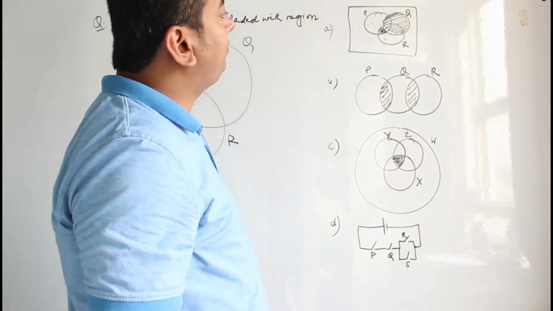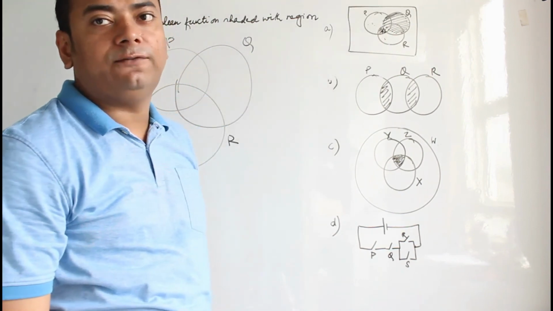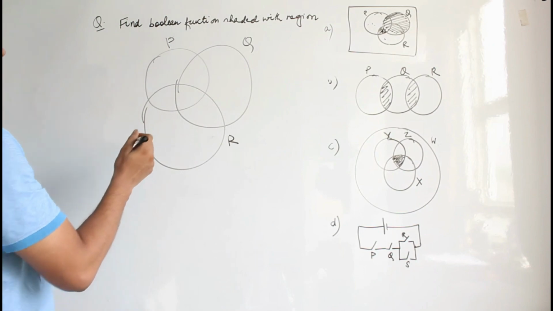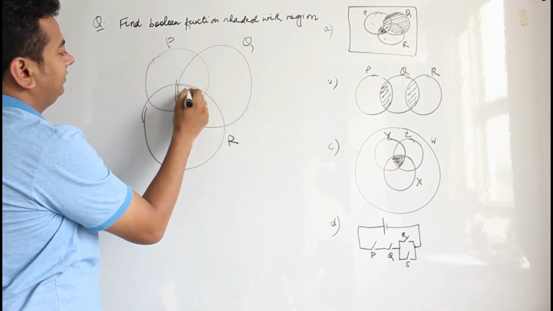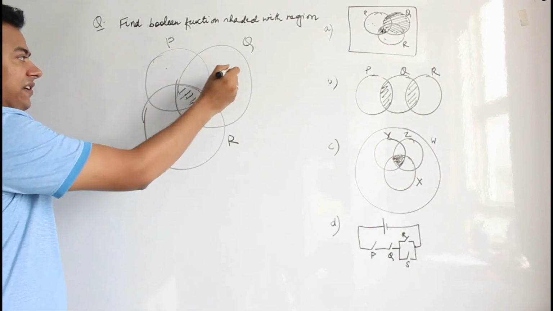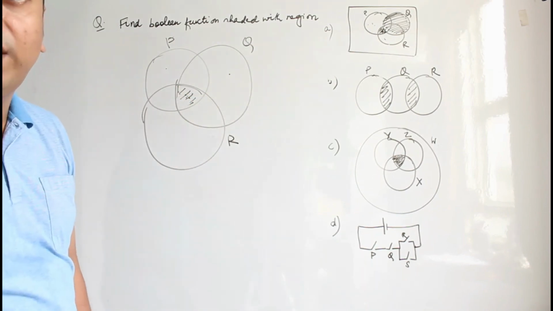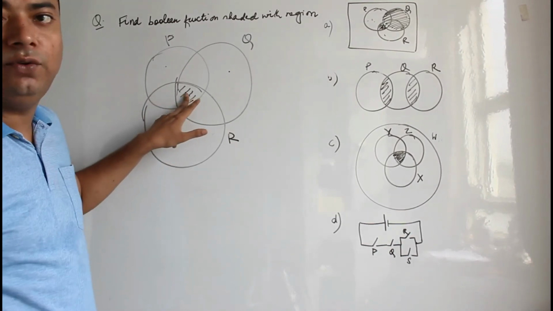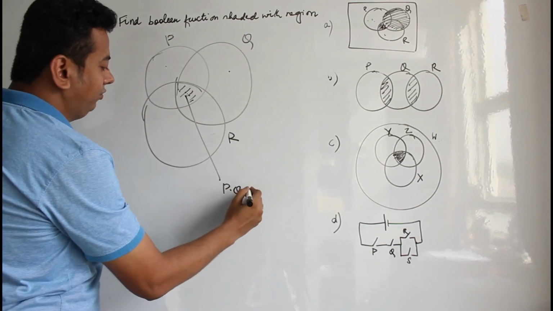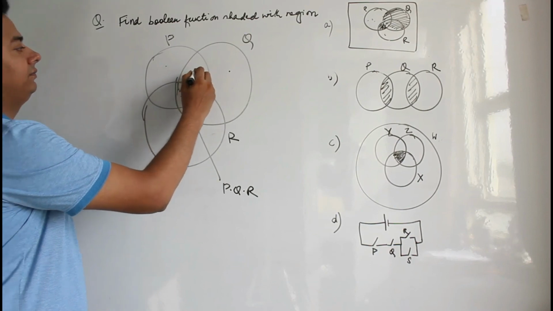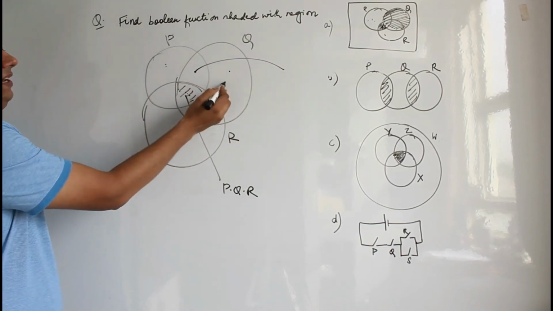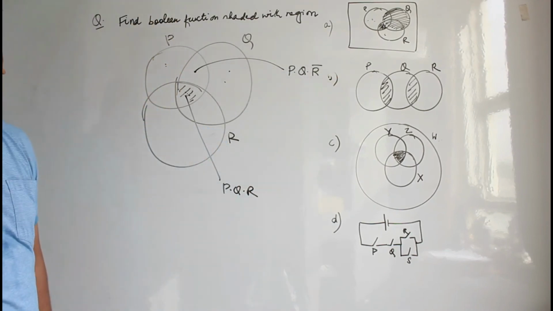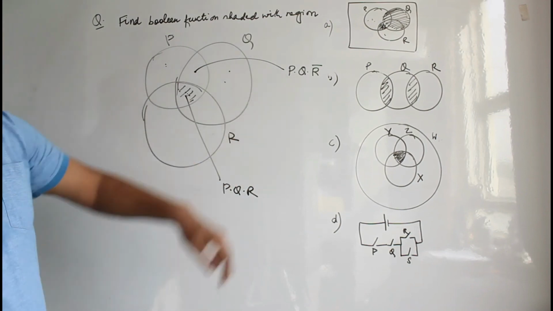Boolean expressions can also be evaluated using a Venn diagram. So let us suppose P, Q and R are Boolean variables, and we need to find the Boolean expression for this shaded region. If I say, what is this area? This one has P present, Q present, R present. So this is nothing but P, Q and R. What is this one? P present, Q present, but R is not present. So this is P dot Q, and R not.